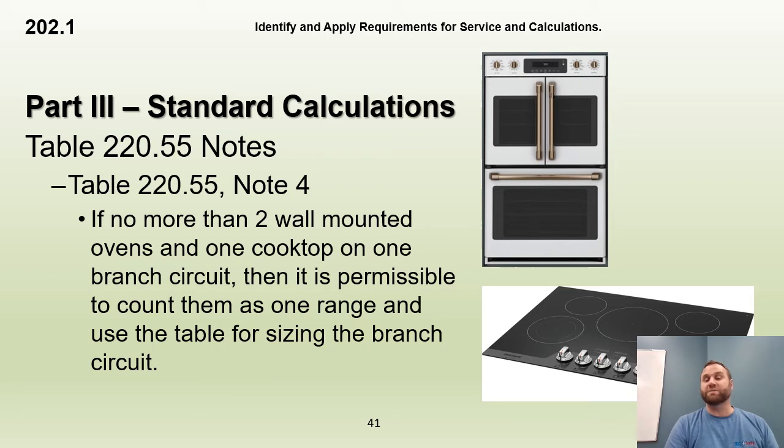So I'm talking specifically about 2 wall-mounted ovens and 1 electric cooktop, no more, and they all have to be in the same room. Then I can count all of those as one electric range, and then use table 220.55 to calculate what my maximum output, or maximum demand is a better way of putting it, for that one electric range on my service, using note number 4. Or if it still falls within, after they've all been added together, note number 3 parameters, then I can use note number 3 as well.